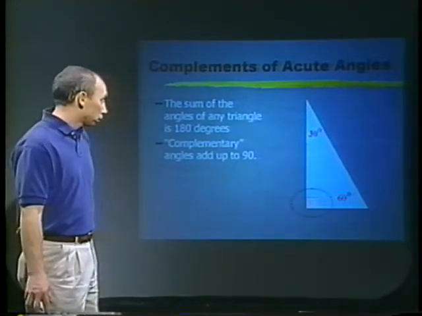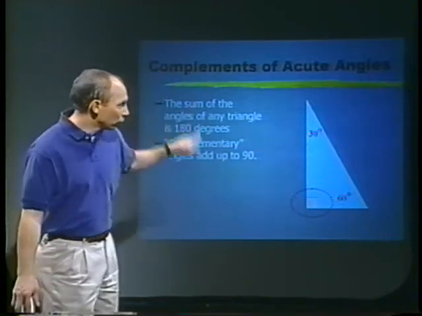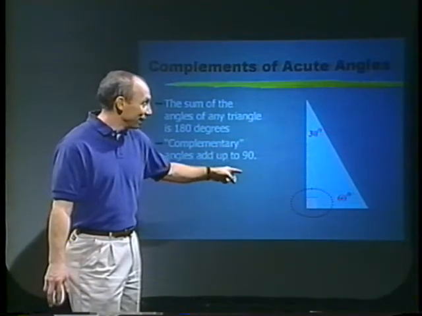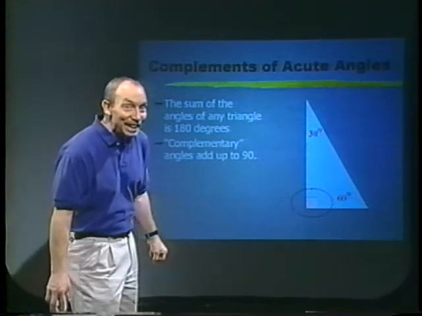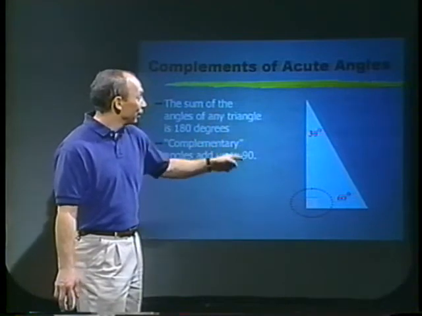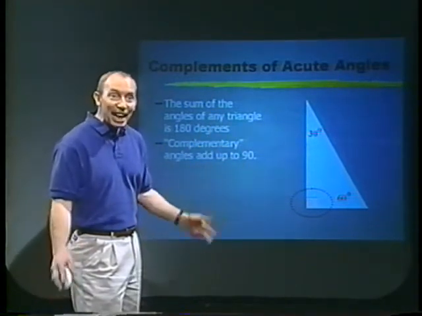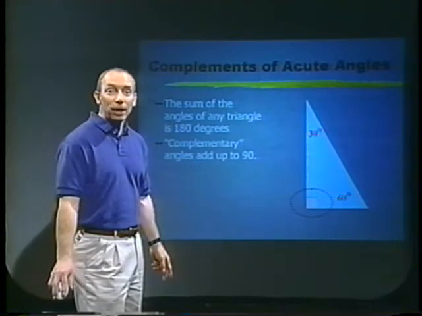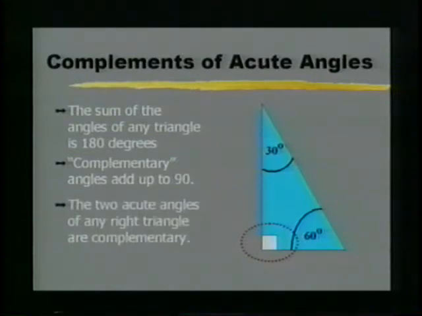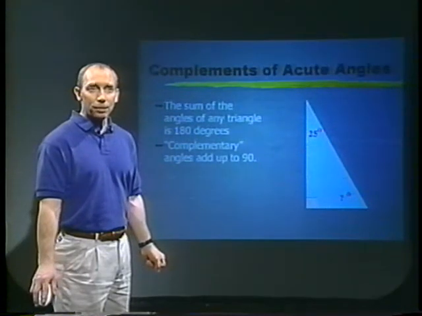Well, then, if we consider the whole deal is 180, and since it's a right triangle, part of it is 90, what are we going to know, subtracting 90 from 180, about the other two angles, what we'll call the acute angles, the less than 90 angles of a right triangle? Well, the fact is that those two angles are always going to be complementary. The two acute angles of any right triangle, the ones other than the right angle, are going to have to be complementary. That's going to be of use to us.